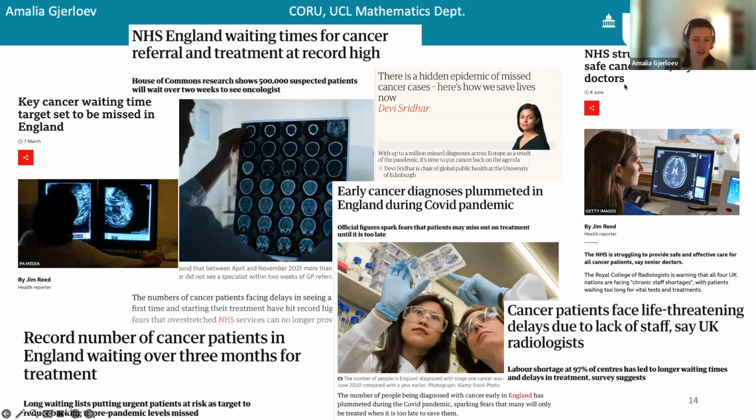So all of these articles are about hospitals not being able to meet these cancer treatment targets and diagnosis targets that I just talked about. And that's partially due to the pandemic, budget cuts, an assortment of things, but it definitely highlights how hospitals are struggling to meet these targets and to reduce waiting times for patients.